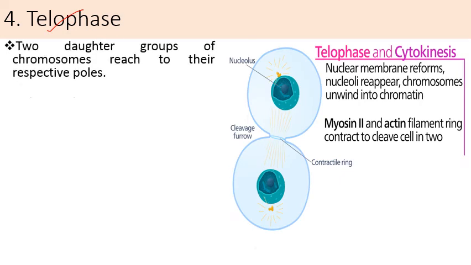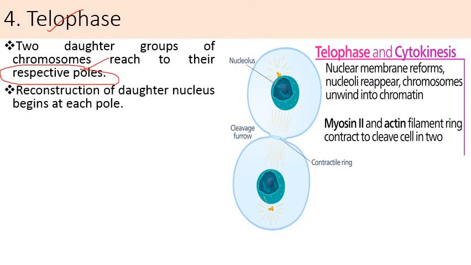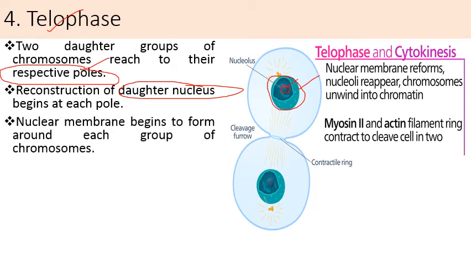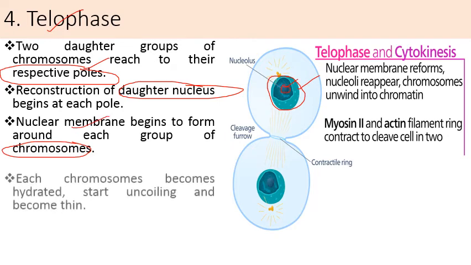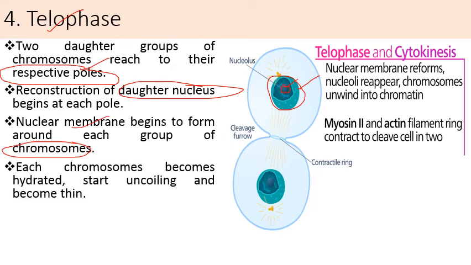Next comes the final stage, that is telophase. Here two daughter groups of chromosomes reach their respective poles. जो daughter chromosomes हैं वो अपने अपने poles में पहुंचते हैं. Here there is reconstruction of the daughter nucleus. जो nucleus है वो फिर से reconstruct होता है, means nuclear membrane फिर से बनती है, nucleolus भी फिर से reappear होता है. Nuclear membrane begins to form around each group of chromosomes, and each chromosome becomes hydrated.